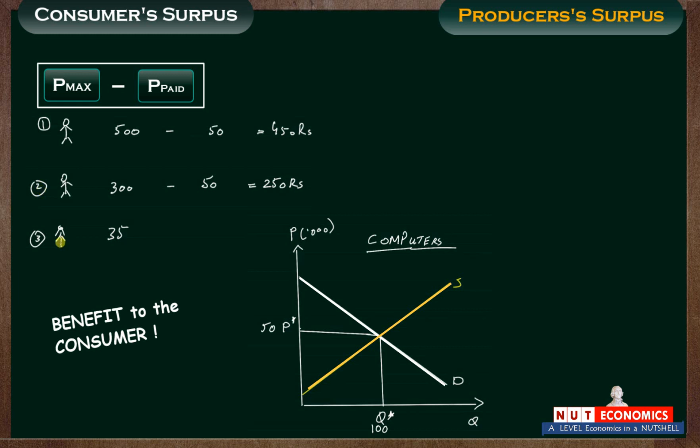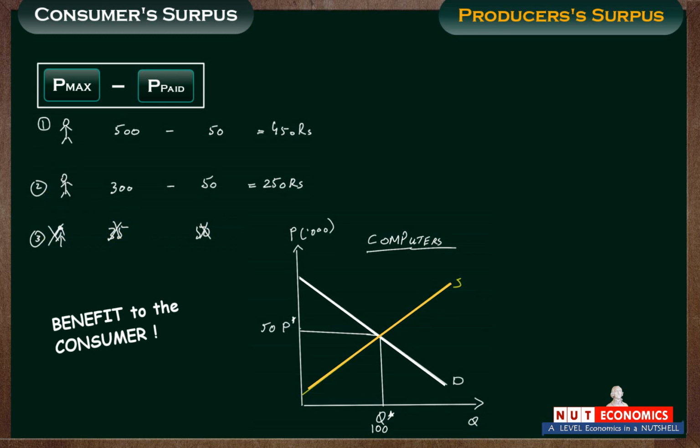Now what about this third guy? He will also actually have to pay 50, but his maximum willingness to pay is just 35. This is the value he places on this computer. So this is the sort of guy who will come to this market. He will try to negotiate hard and get a discount, but we are assuming everybody will eventually have to pay the market price of 50. So he will go back without buying a computer. It's not worth his 50,000 rupees.